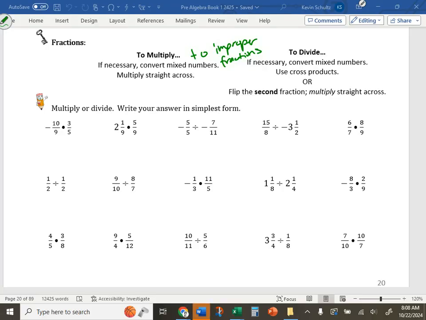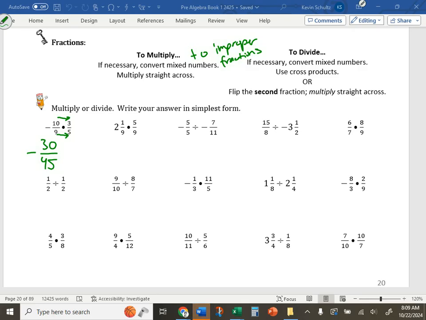Negative 10/9 times 3/5. First of all, what sign will our product have? Is it going to be negative or positive? Negative, right? We have a negative fraction times a positive one. Our signs are different. According to the chart up top, it's going to be a negative answer. So we go straight across. 10 times 3 is 30. 9 times 5 is 45. And so I've got negative 30/45ths as my answer.